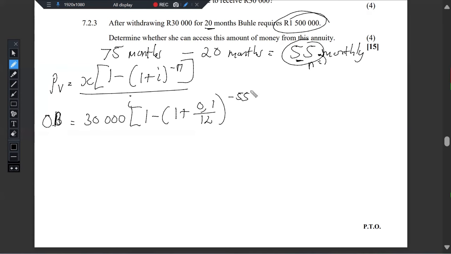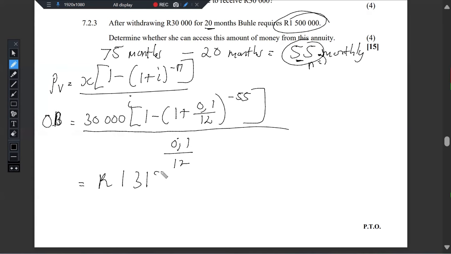Then it's 55 over 0.1 over 12. Then if you punch this into your calculator, the present value or the outstanding balance there will be telling us how much money does she have left to withdraw for the remaining 55 months. Then it's 1,319,260.60, which, looking at this amount that is left, that is outstanding, it is actually less than the amount that she requires.